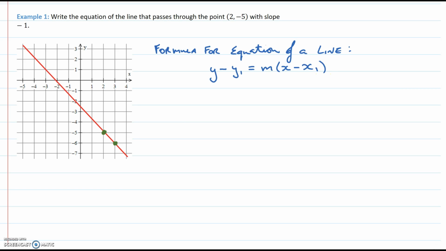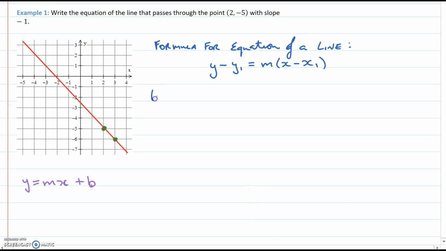Now, one that you've probably used in the past, and that you can still use if you like, is y equals mx plus b. Both of these 2 formulas will work to give you the equation for a line. So if we do that now, our point is 2, -5. So that's going to be our x1, y1. So you always label the point as x1, y1. The slope is going to be -1. And the symbol for slope is m. So now we know our x1, our y1, and our m.